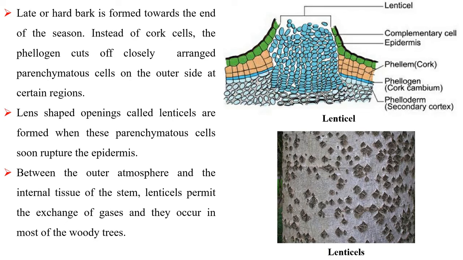Instead of cork cells, the phellogen cuts off loosely arranged parenchymatous cells on the outer side at certain regions. Lens-shaped openings called lenticels are formed when these parenchymatous cells soon rupture the epidermis. Lenticels permit the exchange of gases between the outer atmosphere and the internal tissue of the stem, and they occur in most of the woody trees.